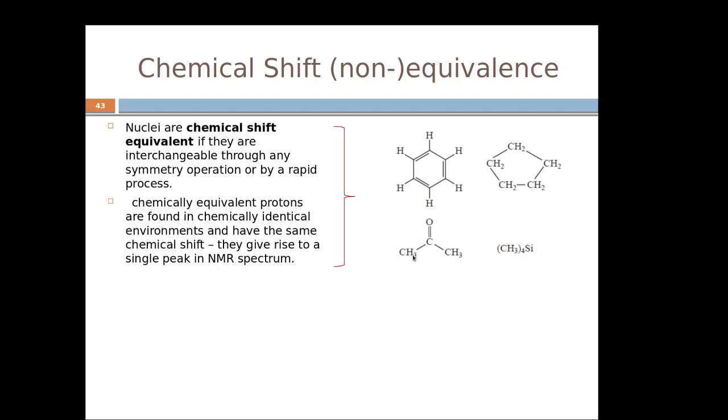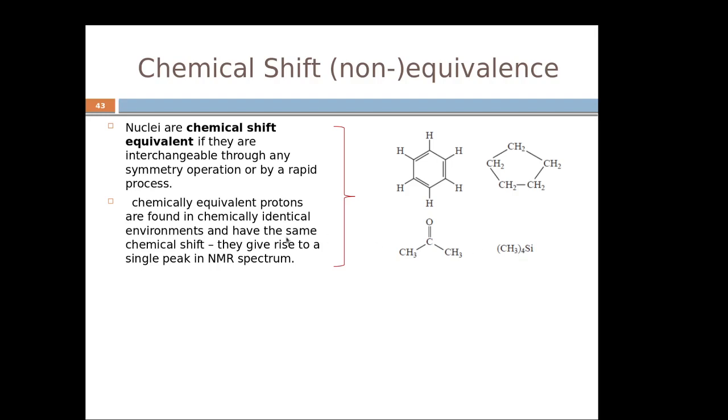Okay, similarly, these 3 protons and these 3 protons, all these 6 protons will resonate at the same frequency in the NMR spectrum. Similarly, as I have seen, for TMS we get a single peak for all the 12 protons at delta value 0. Okay, so that is because these 12 protons are in chemically similar environments.